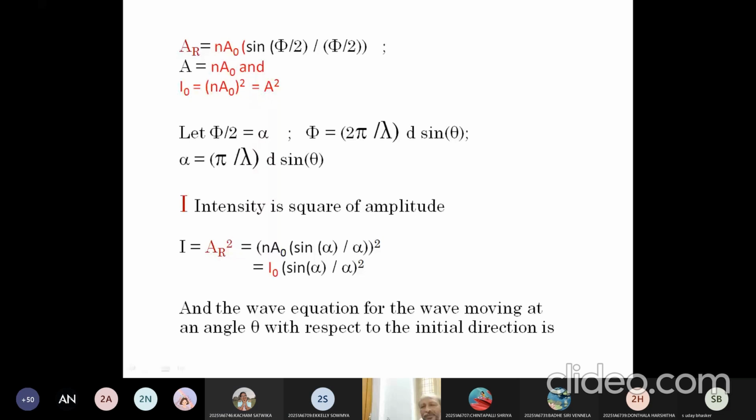Is that understood or not? Yes. Okay, good. Next question. As theta increases, what happens to I?